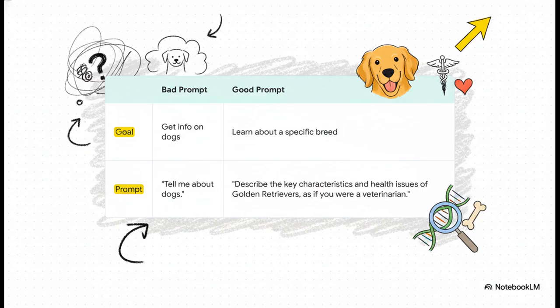Tell me about dogs. I mean, that's so vague. The model has no idea what you really want. But that good prompt, it's a masterclass. It is super specific, golden retrievers. It asks for context, characteristics, temperament, health, and it even assigns a role, as if you were a veterinarian. This level of detail is what guides the model to give you a really high-quality, relevant answer.